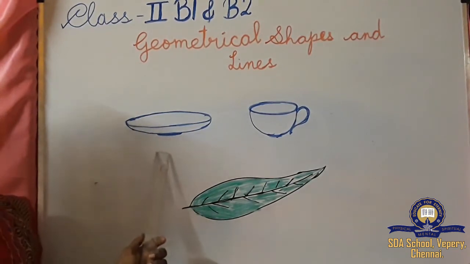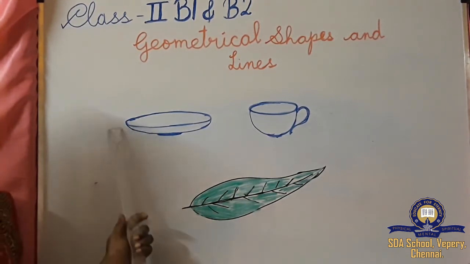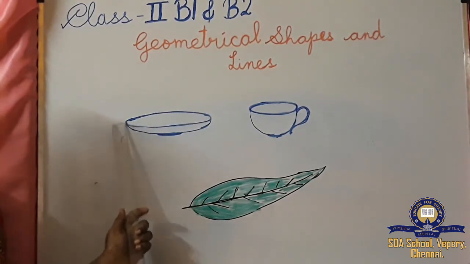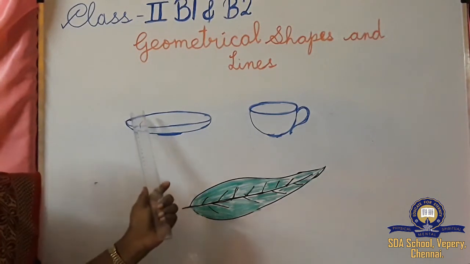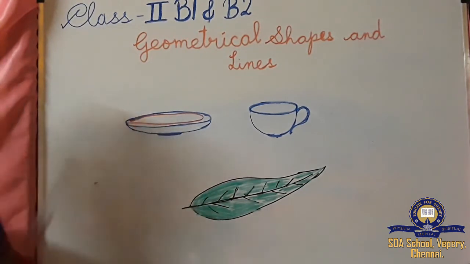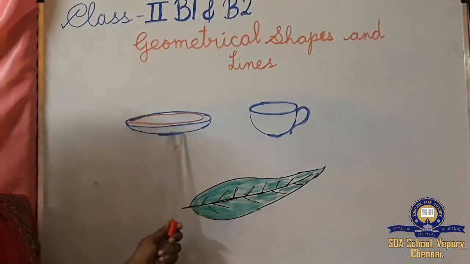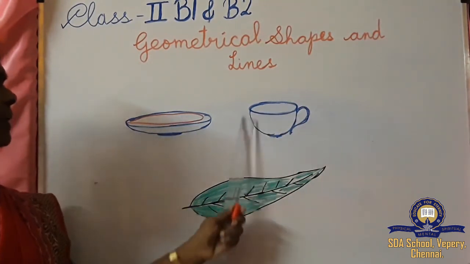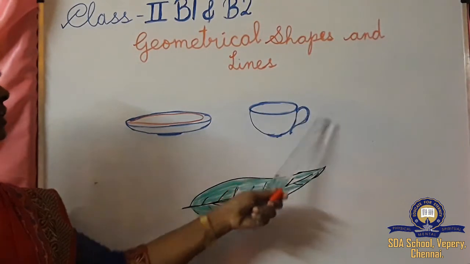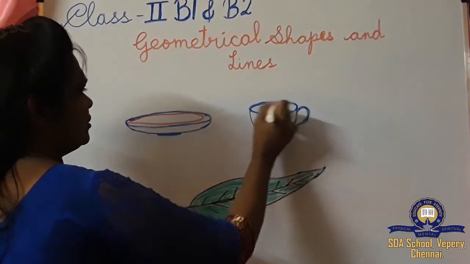Now see the objects I have drawn on the board. See this one, a saucer and cup. The saucer, or we can say plate. The rim, this rim, you can see the rim here. This part. How does it look? Does it look like a straight line? No, it's a curved line. And in the same way the cup. In the cup, what line is here? Curved line. See, the full cup is a curved line.